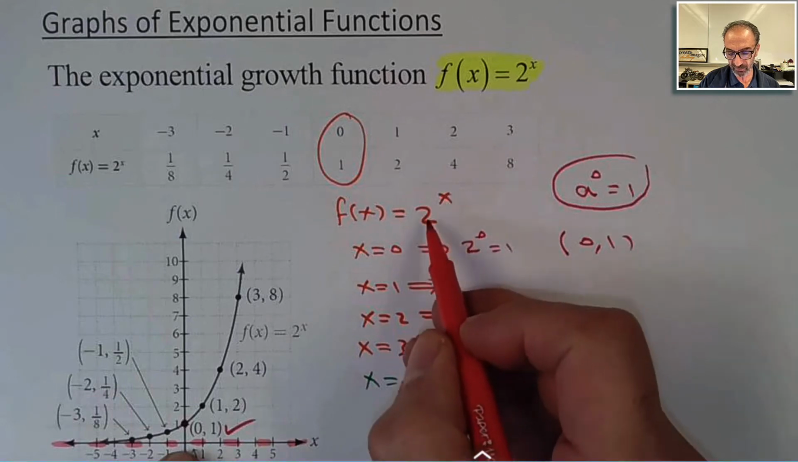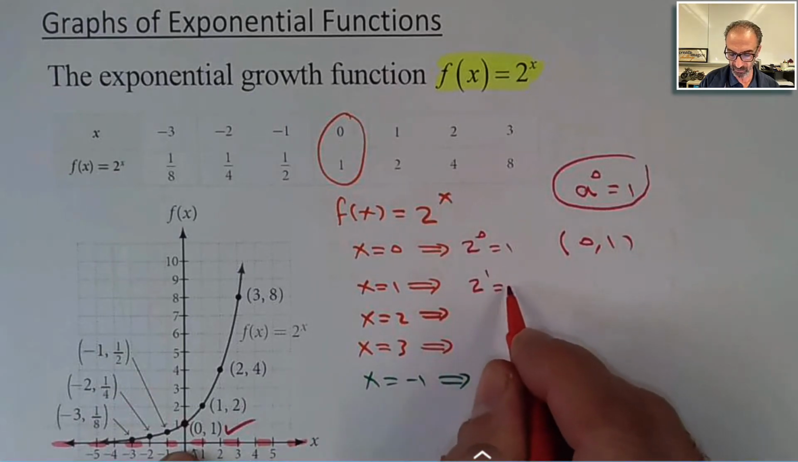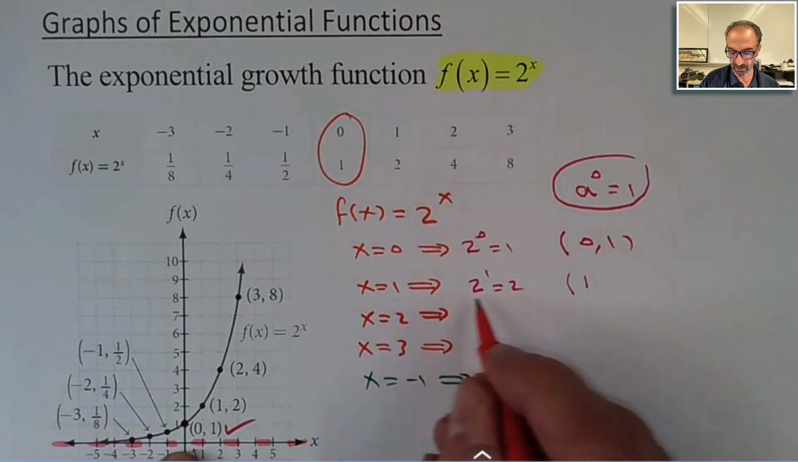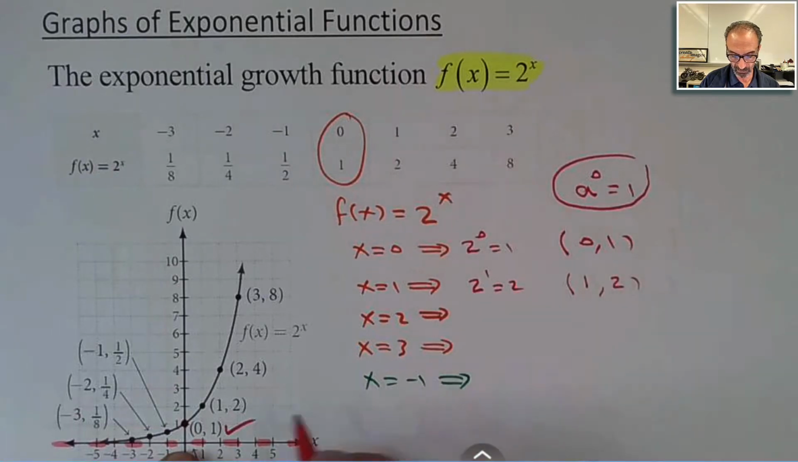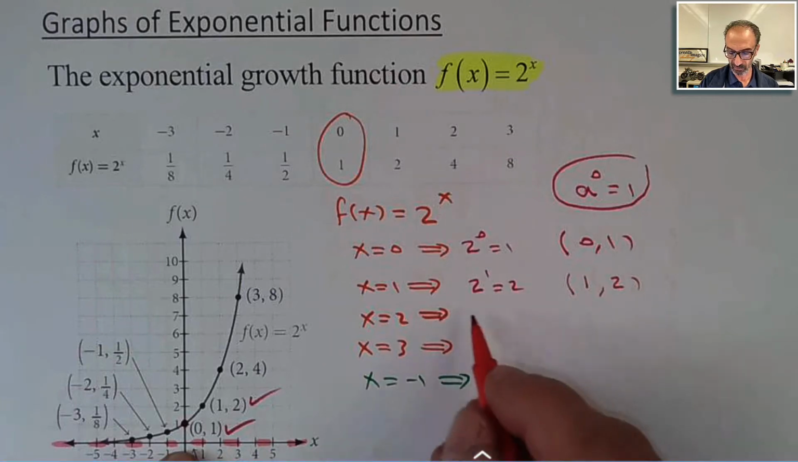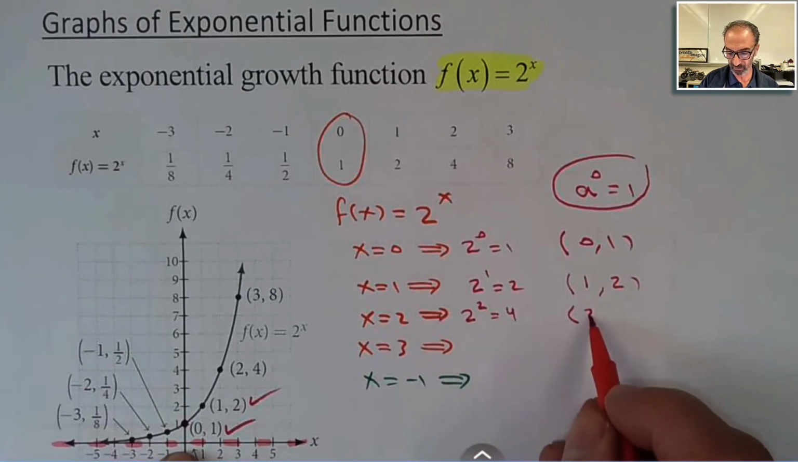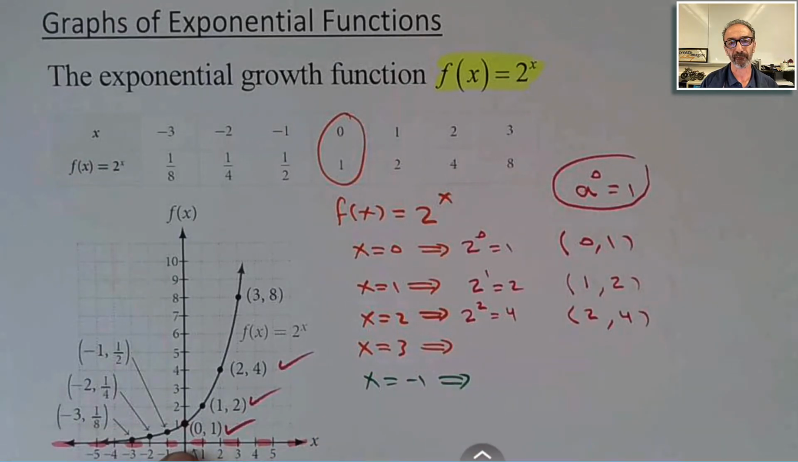Let's plug in 1. If you plug in 1 here, 2 to the power 1 is 2. So the ordered pair will be 1 for x, and we came up with 2 for y, or as an output, right there. Now 2. 2 to the second is 4. So 2 is my input, my output was 4, right there.